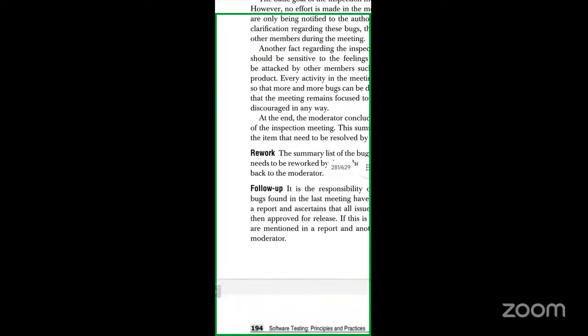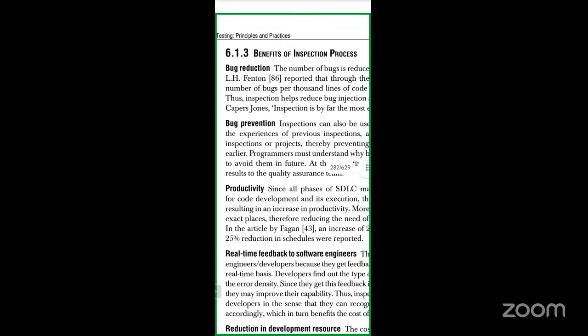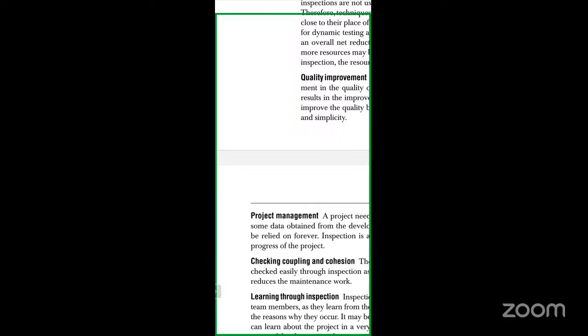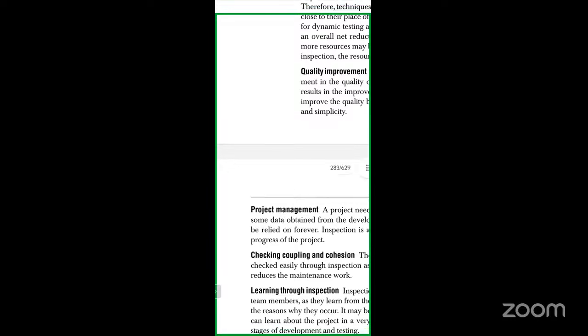Once you go for this inspection, you will come to know the errors in advance, right? So bug reduction will be there, bug prevention will be there, productivity will be more, real-time feedback to the software engineers will be great, and reduction in development resources will be high. Quality improvement will also be there for the users, that is for the development, and project management will be there as you are checking in advance in the inspection review itself, and then checking coupling and cohesion will be there. That is, wherever you are getting errors and how to overcome them, you will come to know at the advanced level itself.